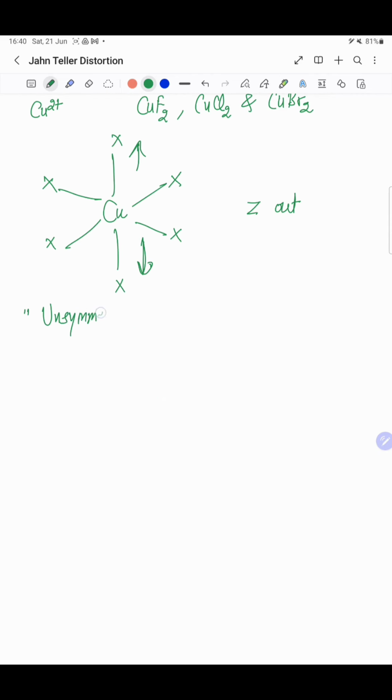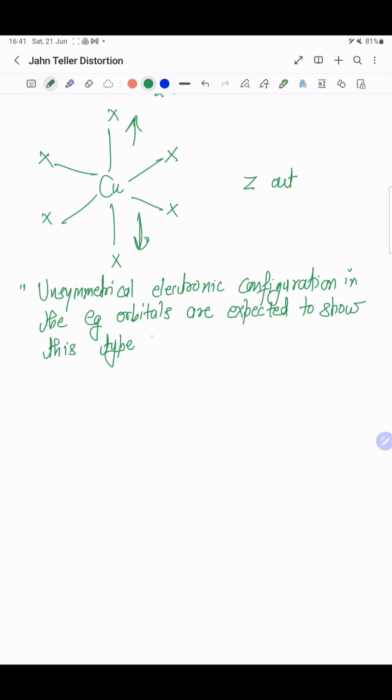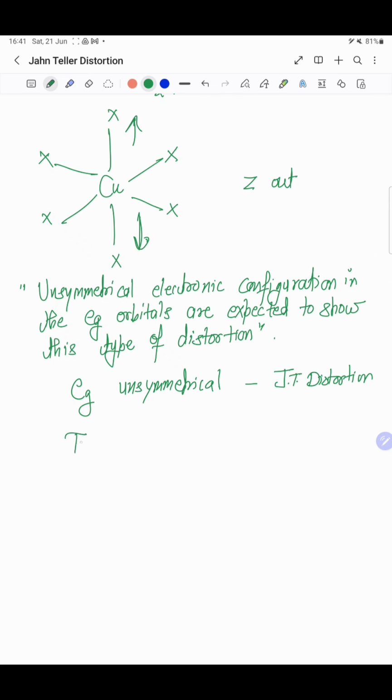Now we will see that Cu2+ compounds, that is CuF2, CuCl2, CuBr2. Here the Z out case is shown in the figure. An unsymmetrical electronic configuration in the eg orbitals is expected to show this type of distortion. That is, when eg is unsymmetrically filled, there is a possibility of Jahn-Teller distortion.